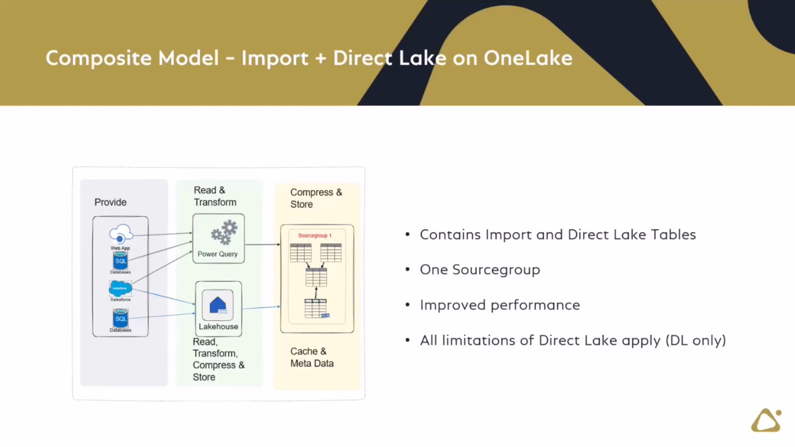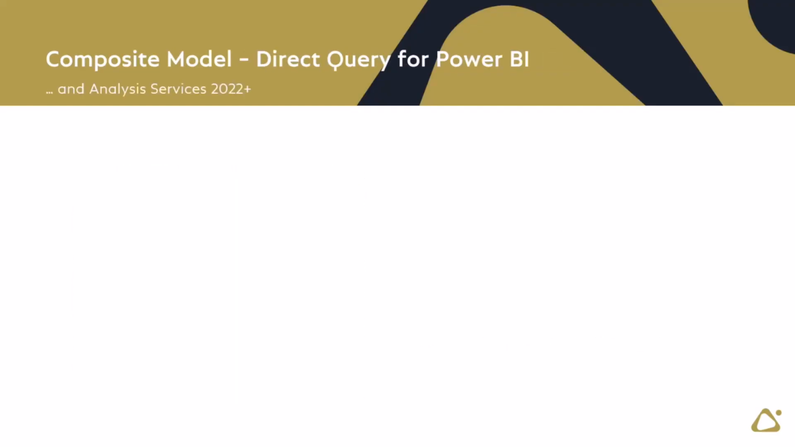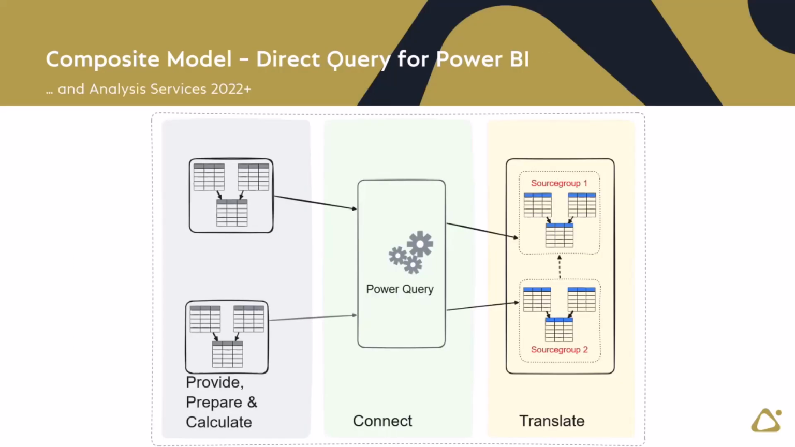Now, we come to the final composite scenario. It's DirectQuery for Power BI. In this architecture, the data sources are already existing semantic models, which are now linked together in a new semantic model within the Analysis Services engine. Similar to the DirectQuery model, Power Query only acts as an exchange interface to the source semantic models.